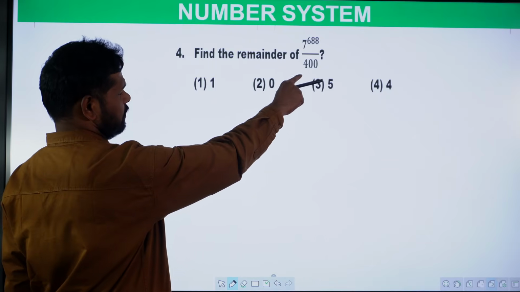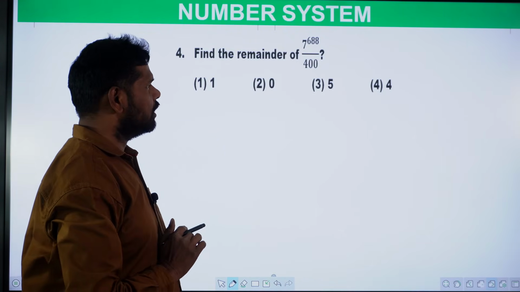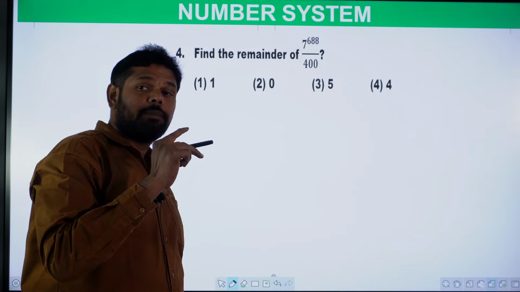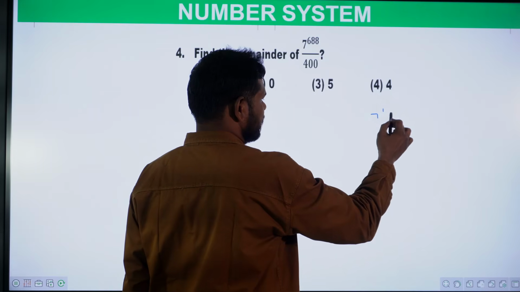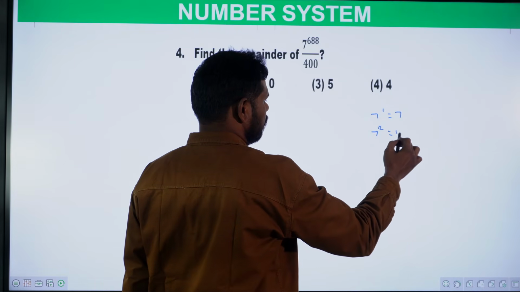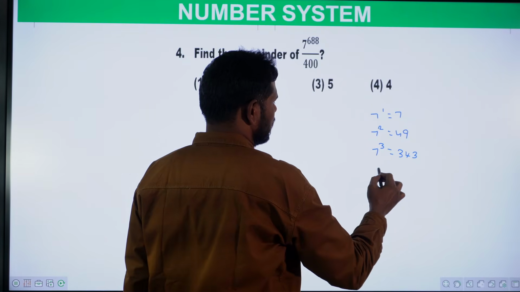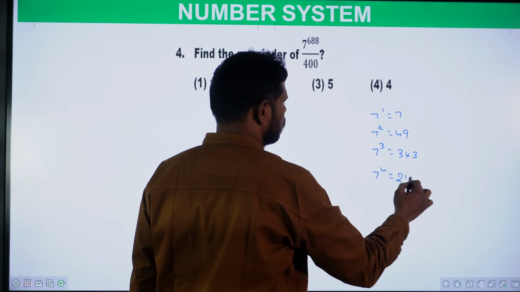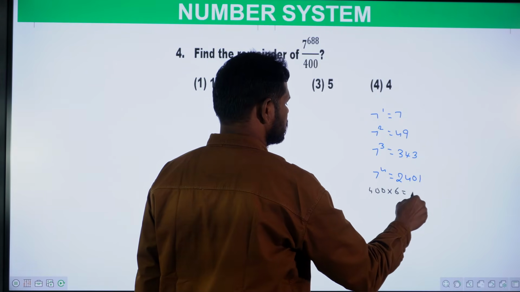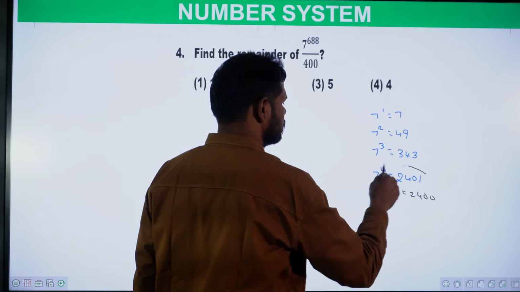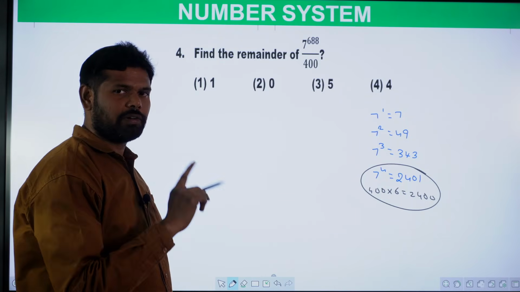Don't bifurcate that. Don't divide this 400 into 4 into 100 like that also. Instead of that, observe the powers of 7 and multiples of 400 which are nearest. If we are good at powers of 7: 7 power 1 is 7, 7 square 49, 7 cube 343, actually 7 power 4 is 2401. And similarly 400 into 6 equal to how much? 2400. Just observe those two. 2400, 2401 differ by 1.